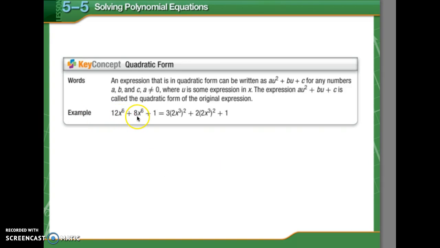12x to the 6 plus 8x to the 6 plus 1. We can turn this into some kind of a quadratic. If we look at 12x to the 6 and 8x to the 6, we find that the greatest common factor of those two terms happens to be 2x to the third, so we're going to express this 12x to the 6th as 2x cubed squared, so we have a square plus another square plus 1.